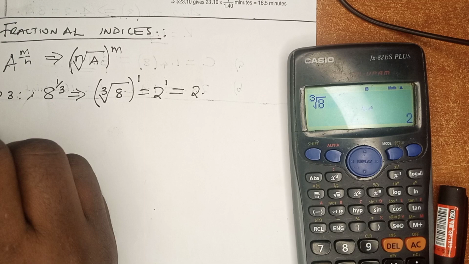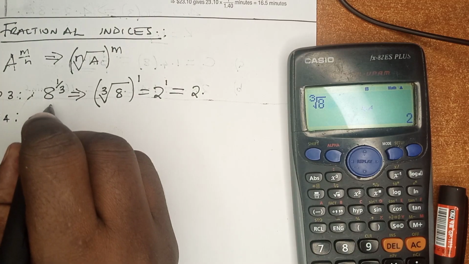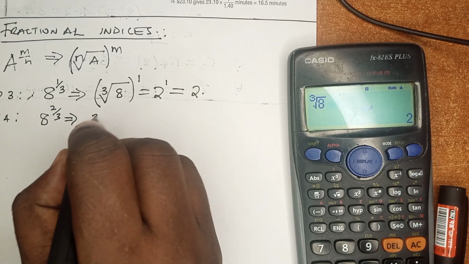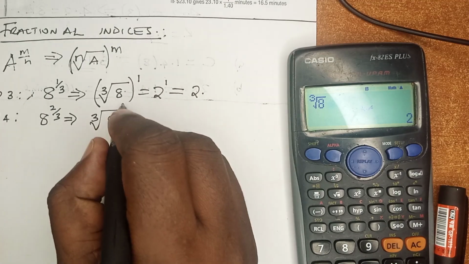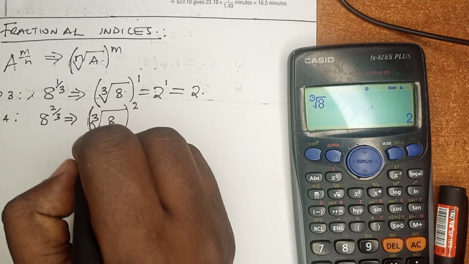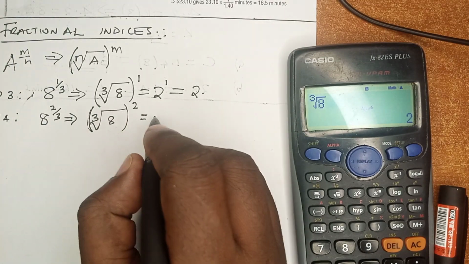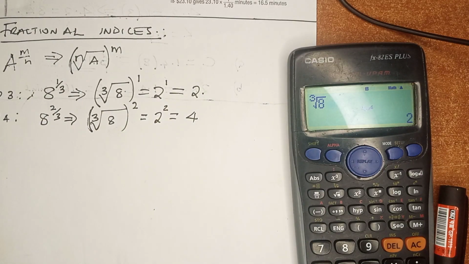What about example 4? Example 4, 8 raised to power 2 over 3. Now, this is the third root or the cube root of 8, after which we square it, because we have understood the cube root of 8 is 2, 2 squared is a 4. And that is it.